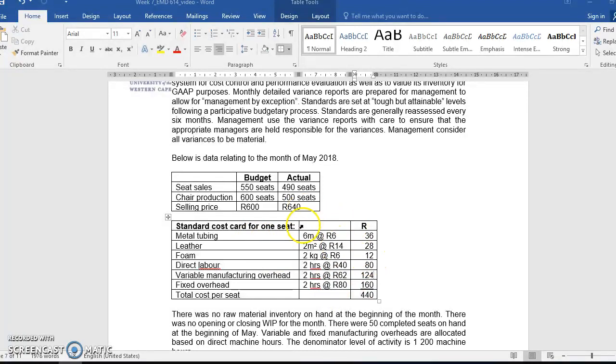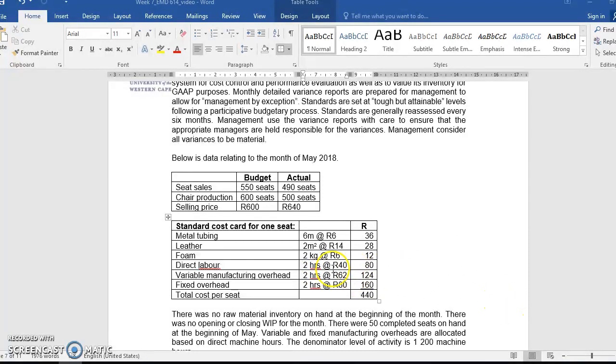You can see each seat needs 6 meters of tubing at 6 Rand a meter. That gives you 36 Rand. It needs 2 meters of leather at 14 Rand, 28 Rand, 2 kilograms of foam at 6 Rand per kilogram, 12 Rand, 2 hours of direct labor at 40 Rand per hour, 80 Rand, and variable overhead of 2 hours at 62 Rand.